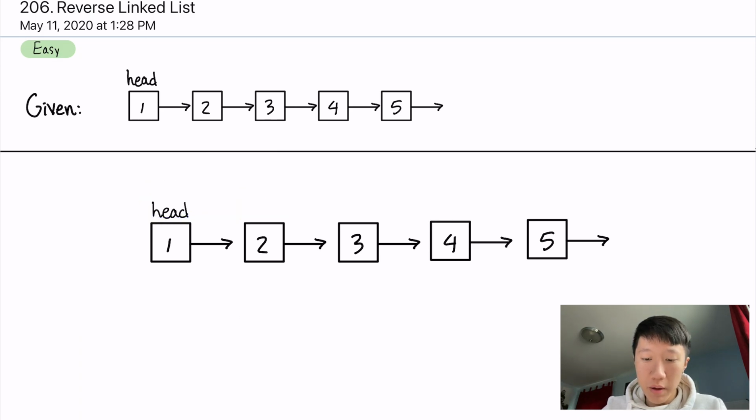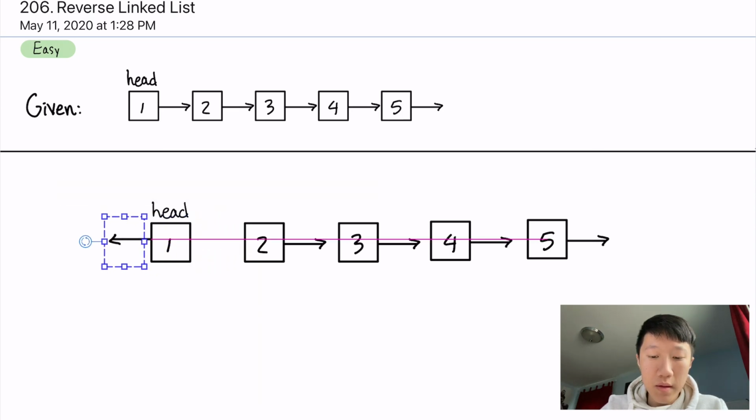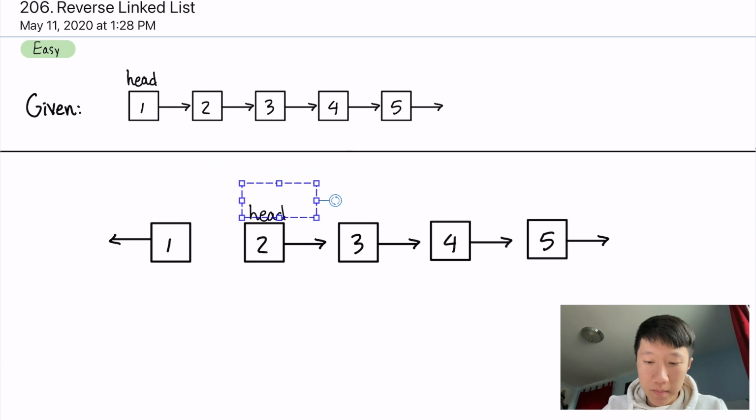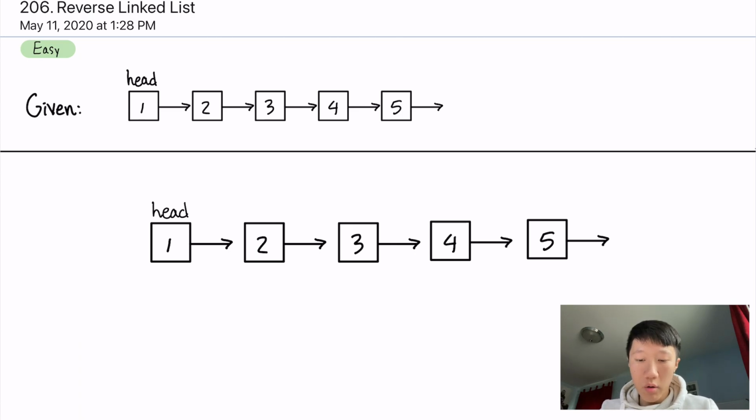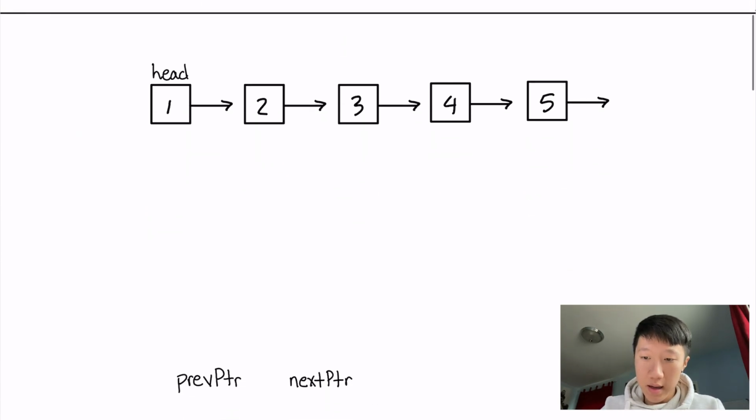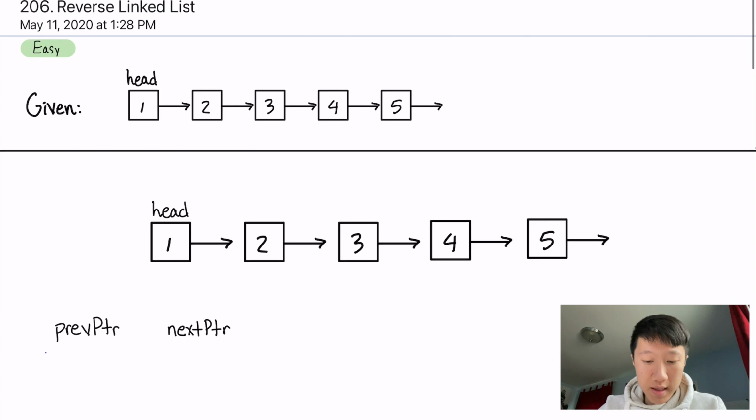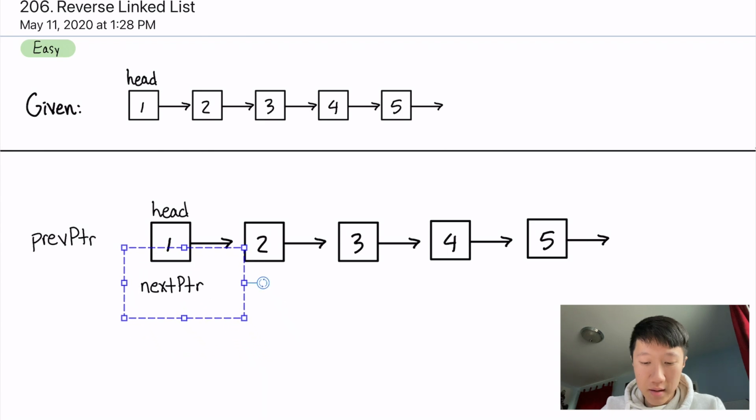Alternatively, if we first reassign the next pointer to the previous node, how do we get head here? Because we no longer have a reference to this node. So those are the two issues that we need to tackle. And in order to do so, we need to instantiate two pointer variables. And those variables are going to be previous and next. Previous, we can instantiate to equal none. And we can say next is equal to head.